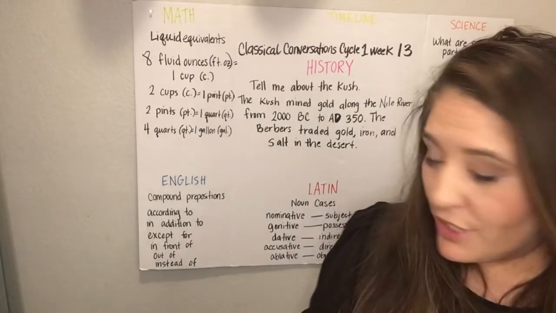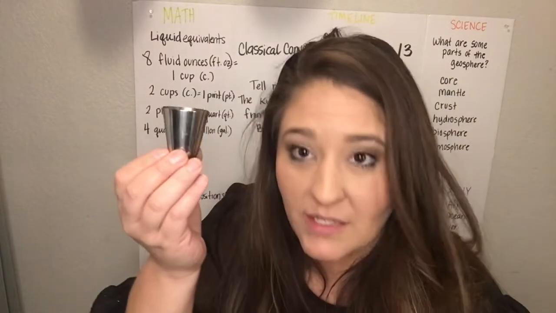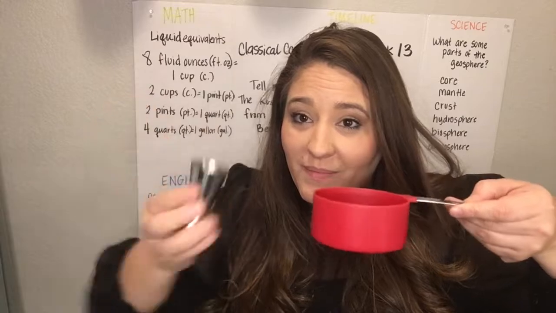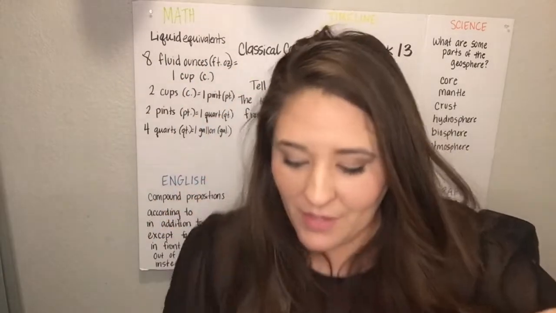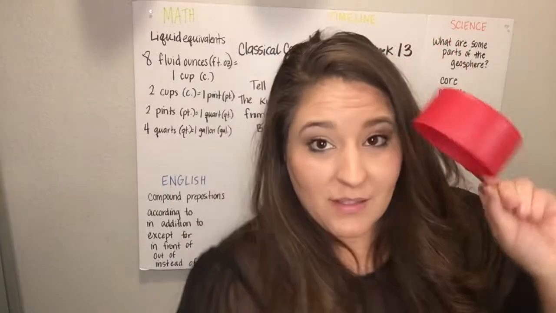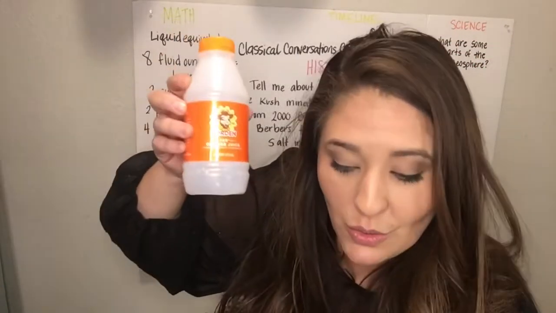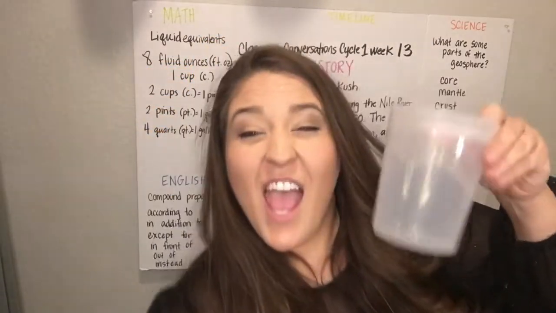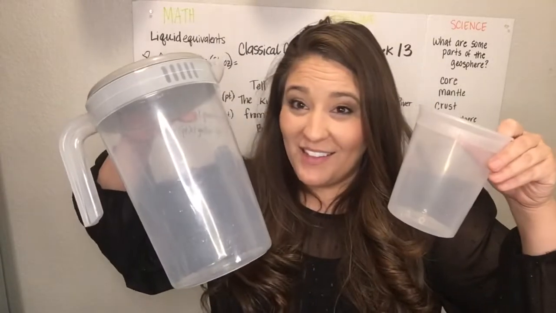So what we've learned is 8 fluid ounces, 8 of these. 8 fluid ounces equals 1 cup. 2 cups equals 1 pint. 2 pints equals 1 quart. And 4 quarts equals 1 gallon.